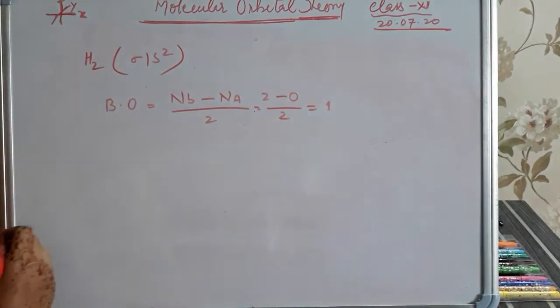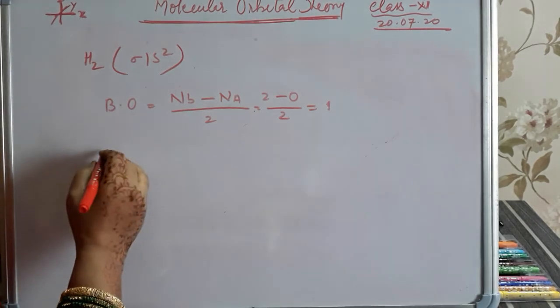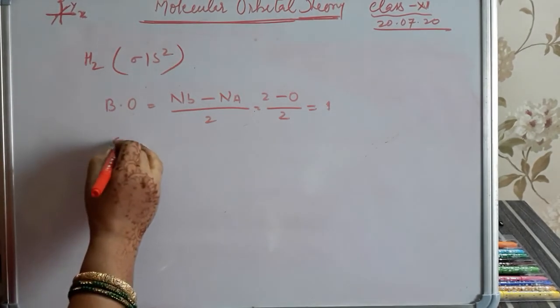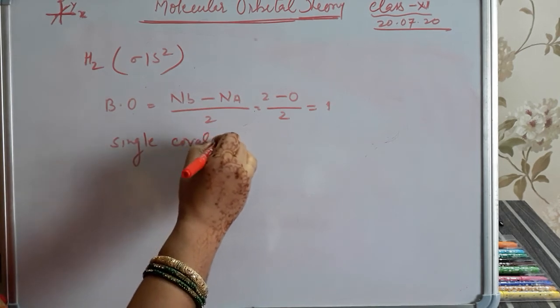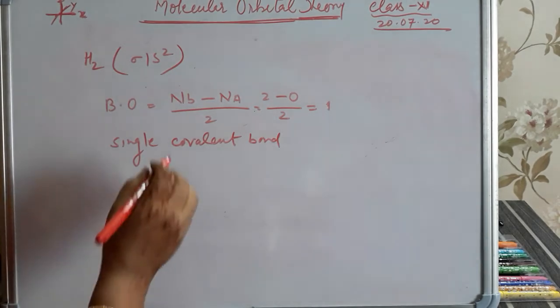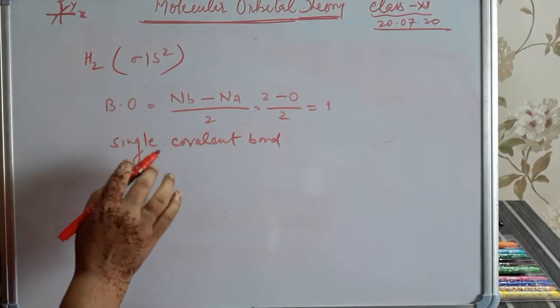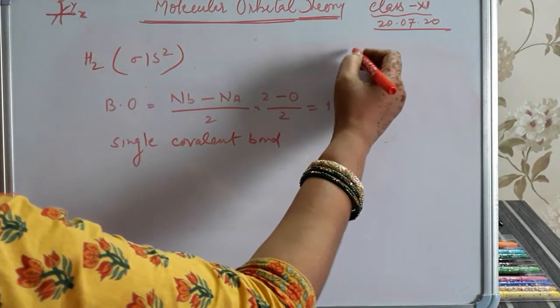So what is the bond order of hydrogen? It is 1. It becomes positive. So this means single covalent bond, no unpaired electron, and the number of unpaired electrons indicates the magnetic character of the species.